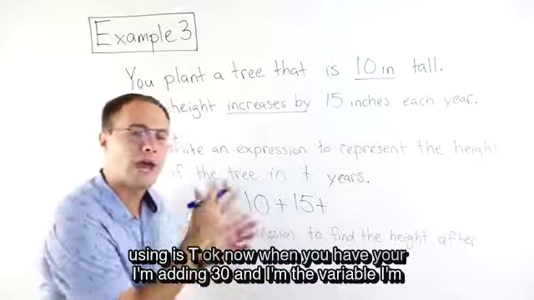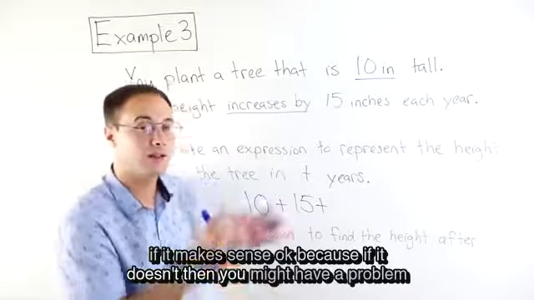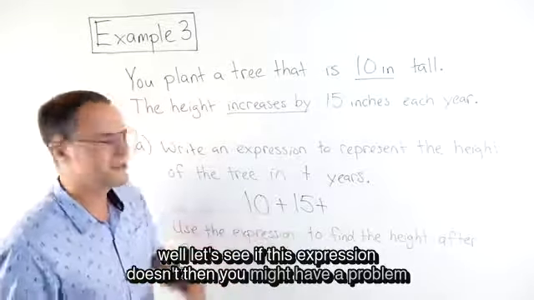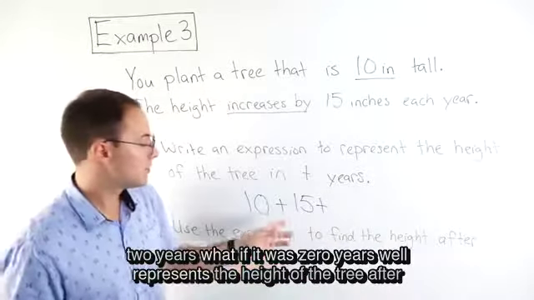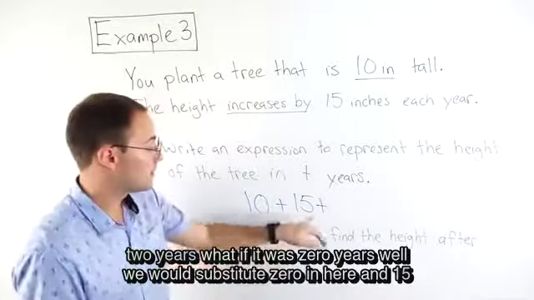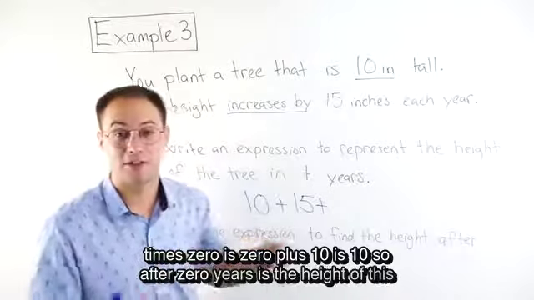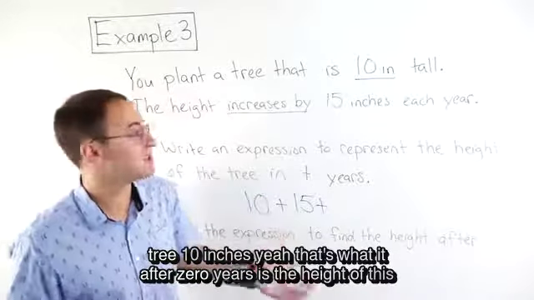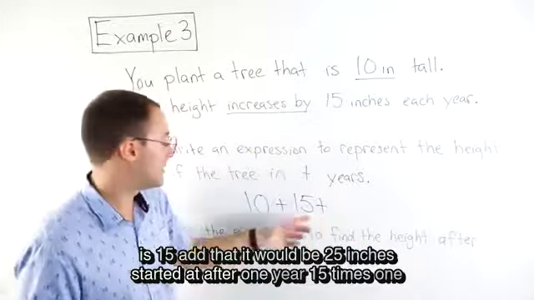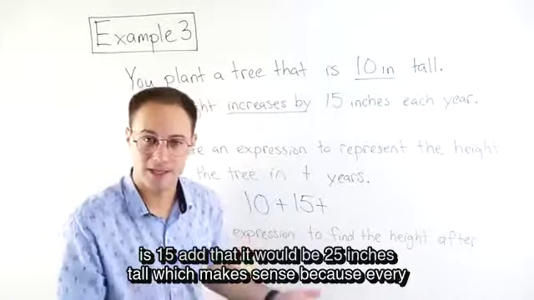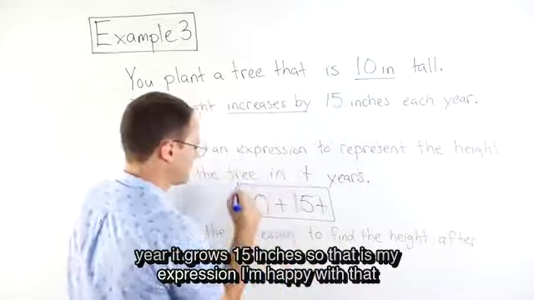Okay? Now, when you have your expression, always just double check. See if it makes sense. Okay? Because if it doesn't, then you might have a problem. Well, let's see. If this expression represents the height of the tree after t years, what if it was 0 years? Well, we would substitute 0 in here, and 15 times 0 is 0, plus 10 is 10. So after 0 years, is the height of this tree 10 inches? Yeah, that's what it started at. After 1 year, 15 times 1 is 15. Add that, it would be 25 inches tall, which makes sense because every year it grows 15 inches. So that is my expression. Okay, I'm happy with that.